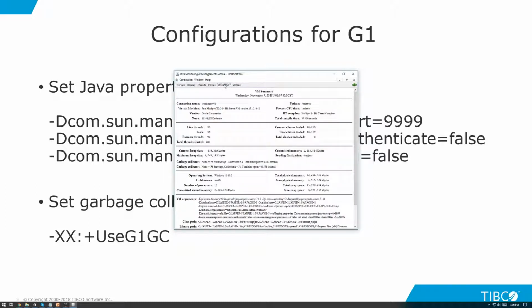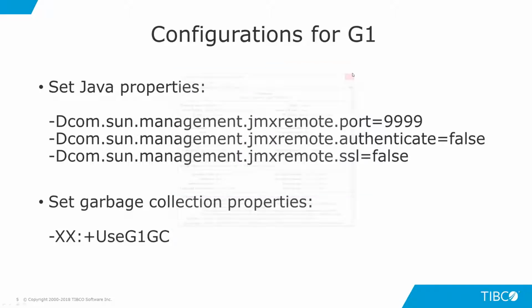So here, if we go to VM summary, it'll tell us what garbage collector we're using. Right now, we're using PS MarkSweep and PS Scavenge. Once we verify that, we can restart our server. Again, we already changed our properties, so all we need to do is a server restart.